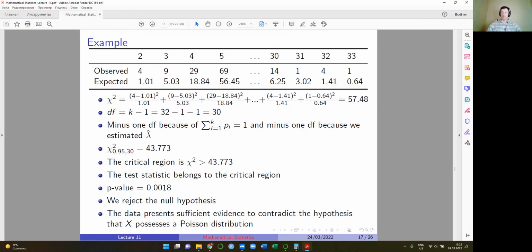And you can do the same goodness of fit test for any other distribution. So you can check whether your data contradicts the distribution or doesn't contradict the distribution. Normal distribution, binomial distribution, exponential distribution, whatever. So we'll see examples in the exercise session.